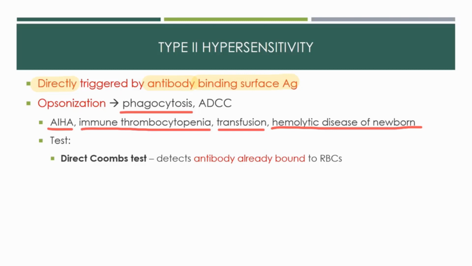So a blood sample will be taken from the patient and the red blood cells will be incubated with anti-human globulin, aka the Coombs reagent, which is essentially IgG that binds the Fc portion of IgG. This is meant to detect antibody already bound to red blood cell surfaces and will cause red blood cell agglutination, or clumping together, that causes red blood cells to precipitate out in a positive test.